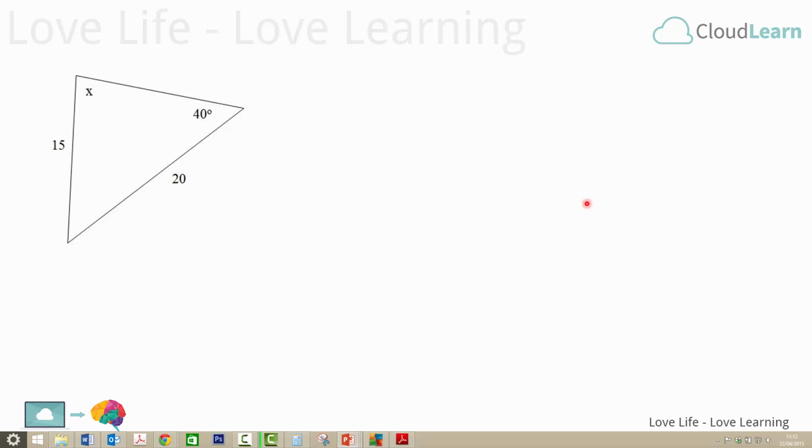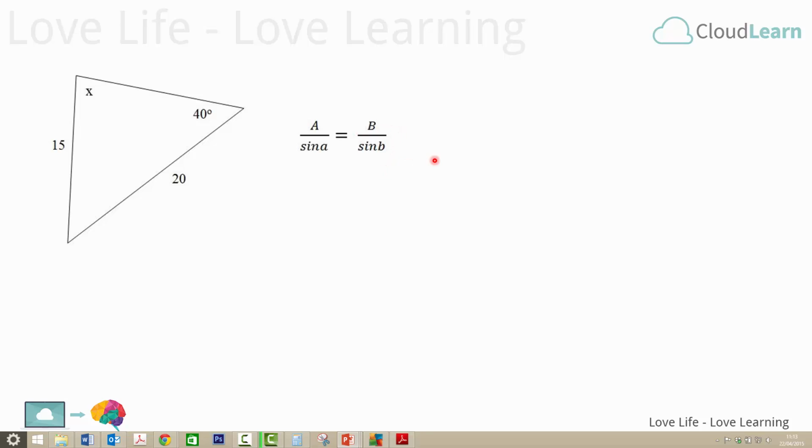Hi, we're going to take a look at how to use the sine rule to find out unknown angles in a triangle. The basic rule that we use is a over sine A equals b over sine B, and of course you'll know from having read this in books that there's also an equals c over sine C, but at any one time you're only going to use two of those, and in this case we just use a over sine A equals b over sine B.